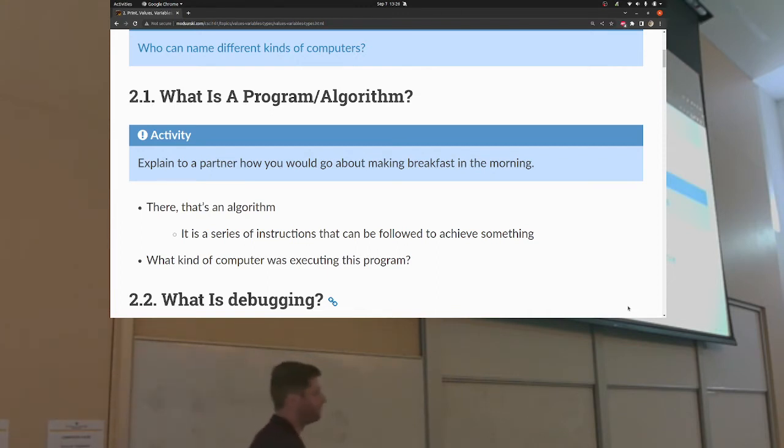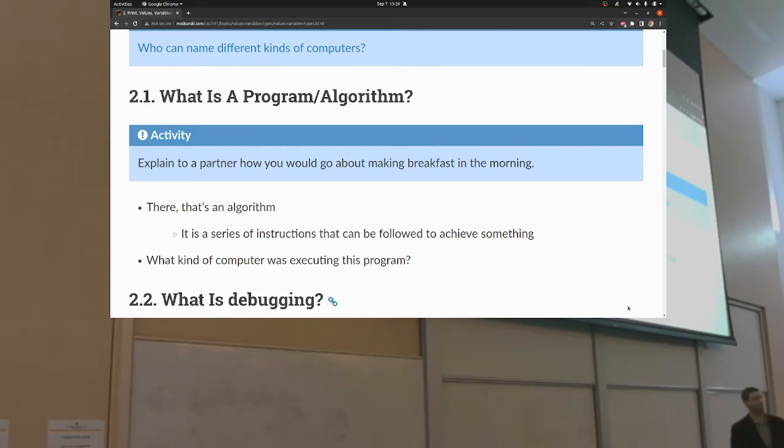All right. So what you just did was you explained a series of steps one would take that if they did, they'd have breakfast at the end, right? That's an algorithm.